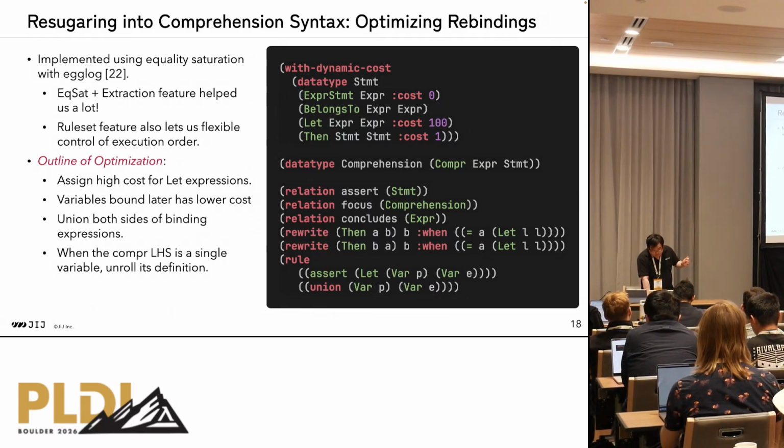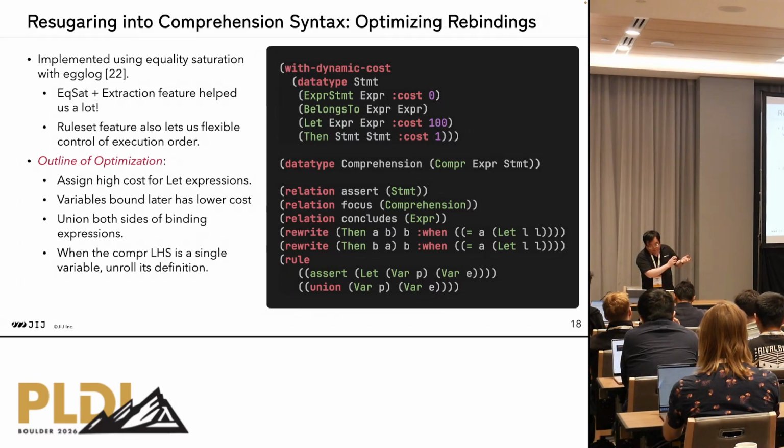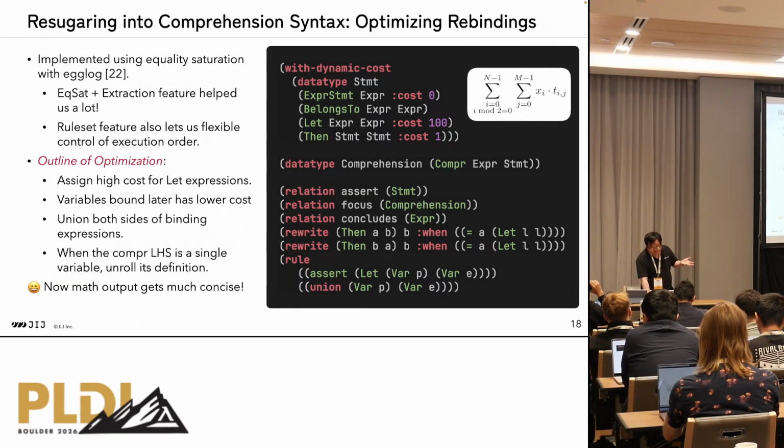side. And we union both sides of let statements, and when the left-hand side of a comprehension is a single variable, we unfold its definitions. And with these rules, the mathematical output becomes much more concise and close to what a human would like.